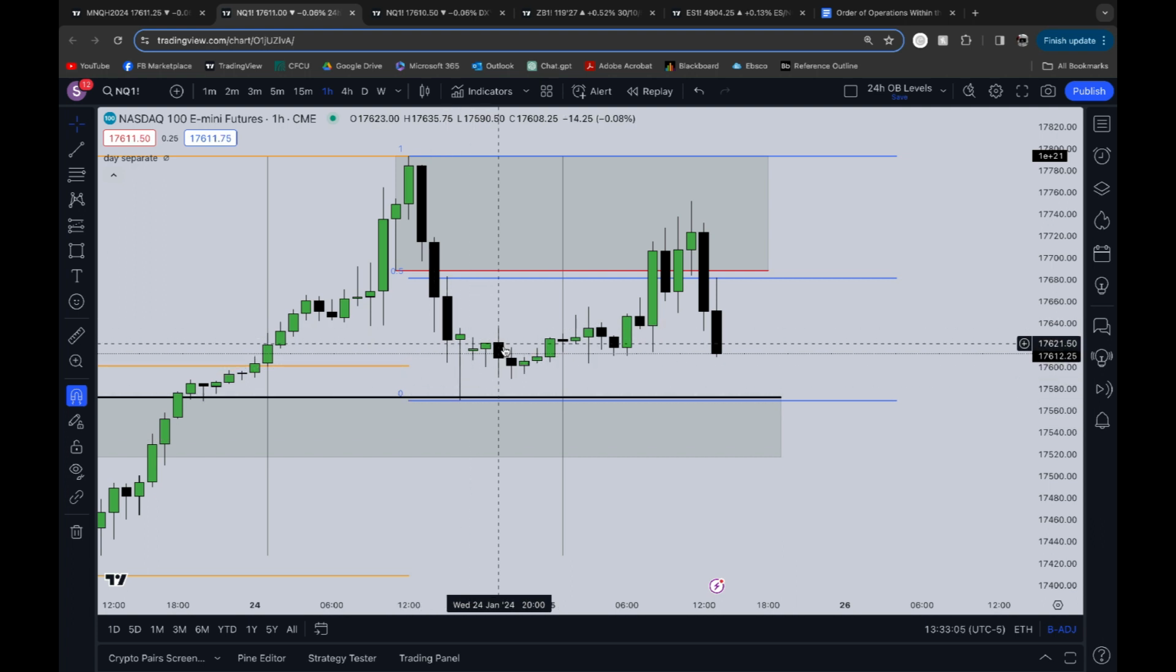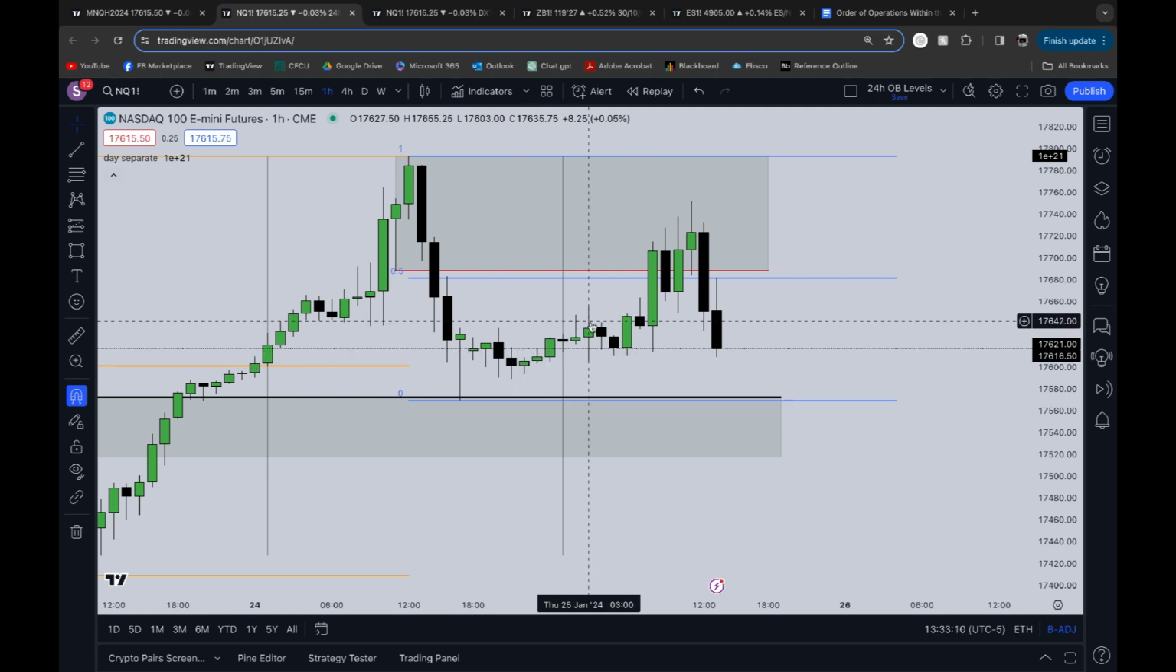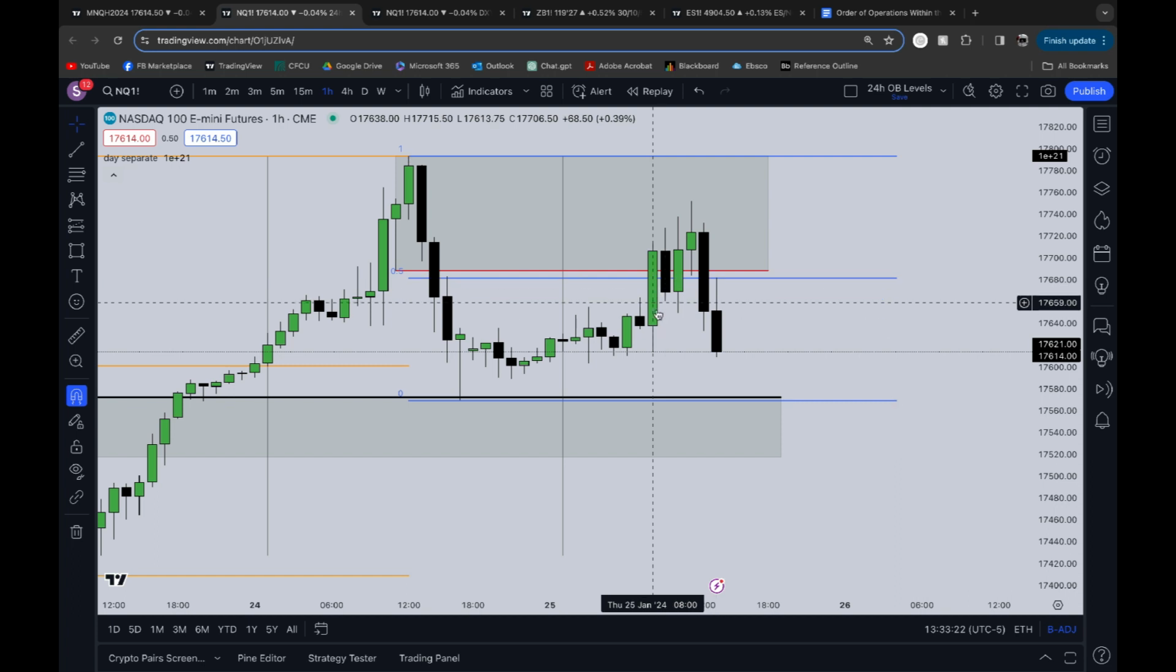Here's a bullish order block. Price trades back down into it. Trades higher. Now we have a new higher bullish order block. Price trades down into it. Does not break its low. Trades higher. Now we have a new bullish order block. Price trades down into it. Trades higher.